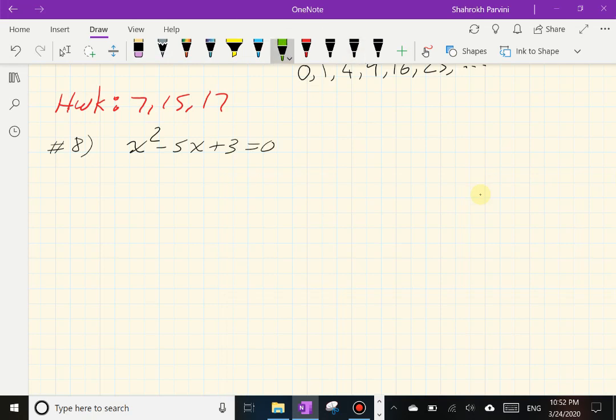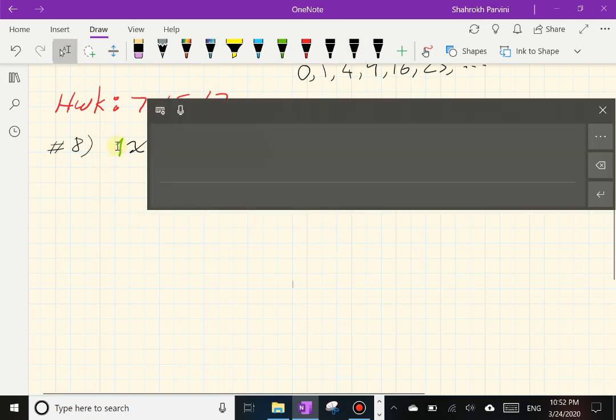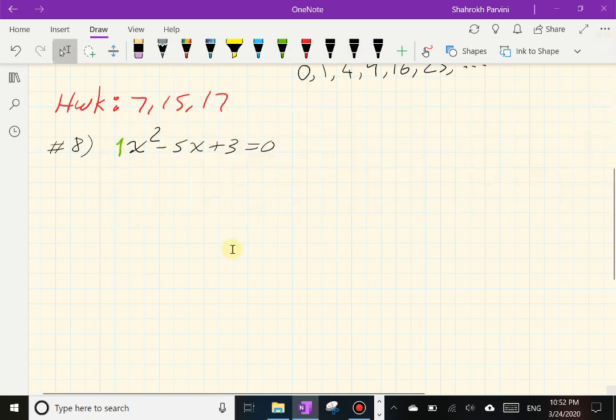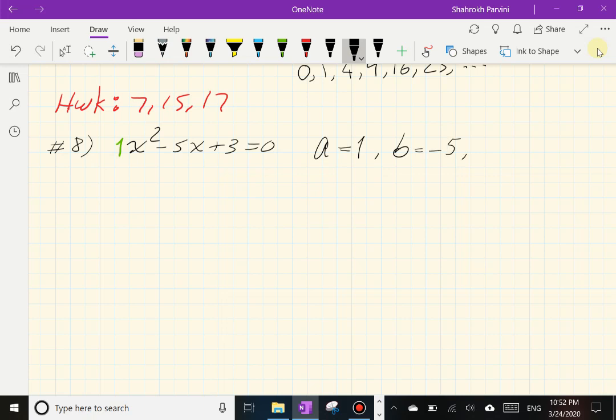Now, because we need to identify the ABC, I put a 1 in front of x squared, right in here, because we need to identify the ABCs. So A is 1, B is negative 5, and C is 3. Okay, so those are the A, B, and C. So let's do the discriminant, B squared minus 4AC equals.